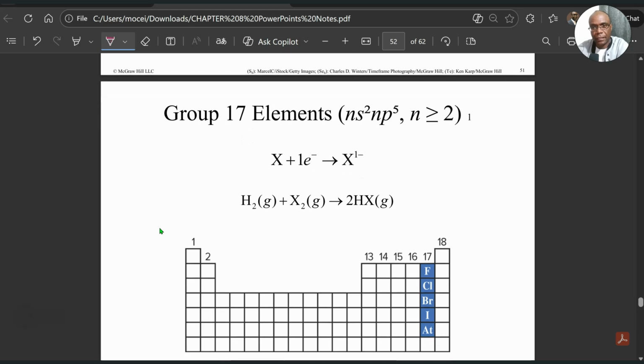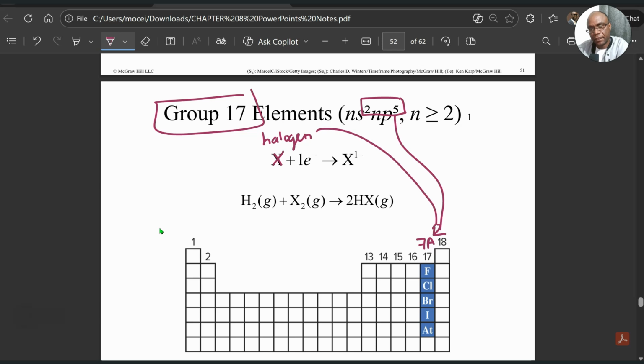Next, you're looking at group 17, main group 7A. You realize that it's main group 7A because the valence electrons is 7. X is always used by chemists to refer to halogens. Group 7A elements are called halogens, maybe because they make salts. So when you add hydrogen gas to a halogen, you're going to get a hydrogen halide, HX.